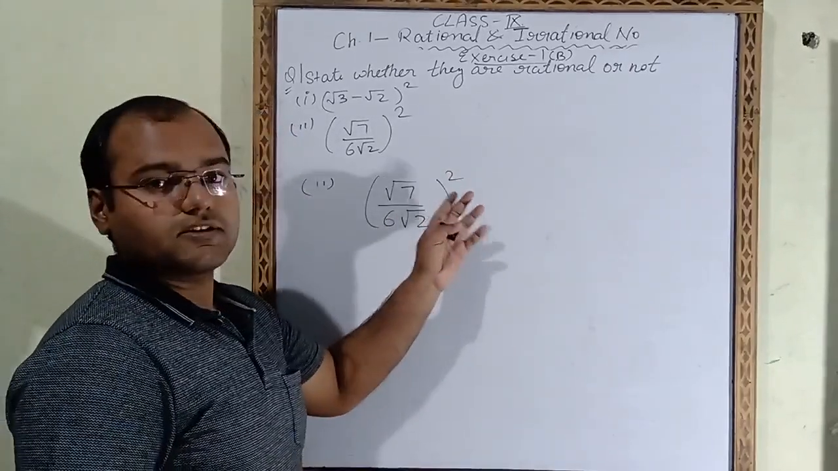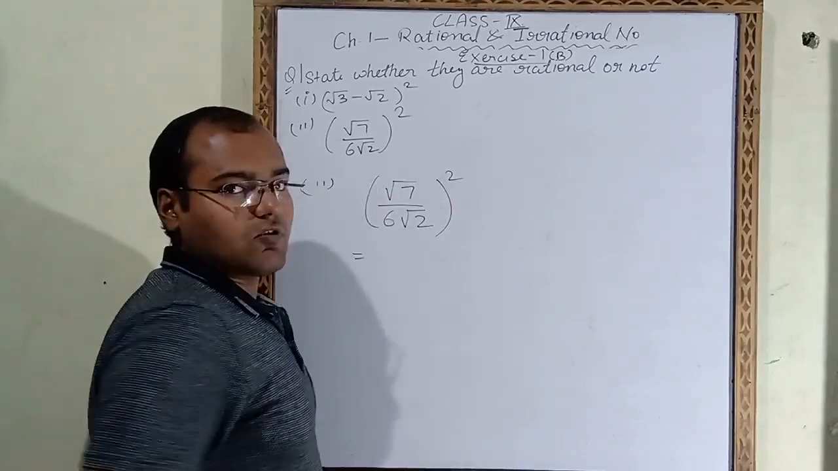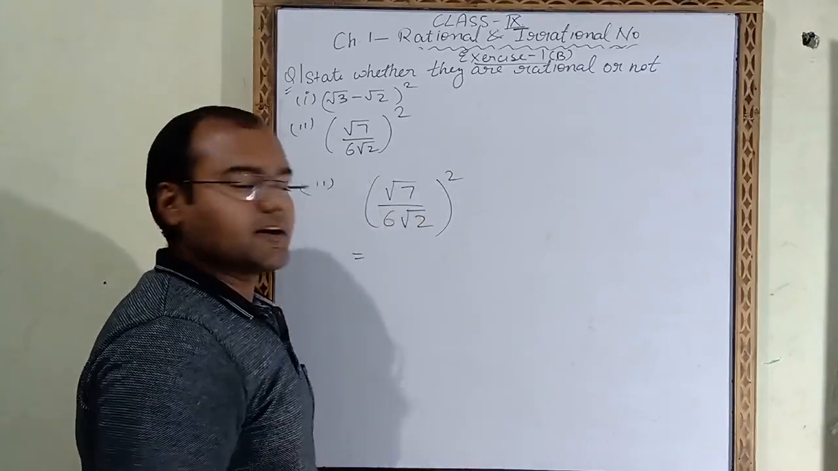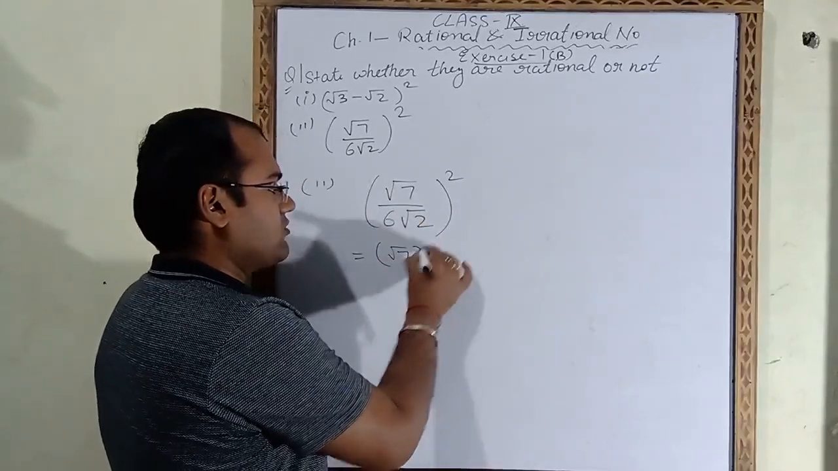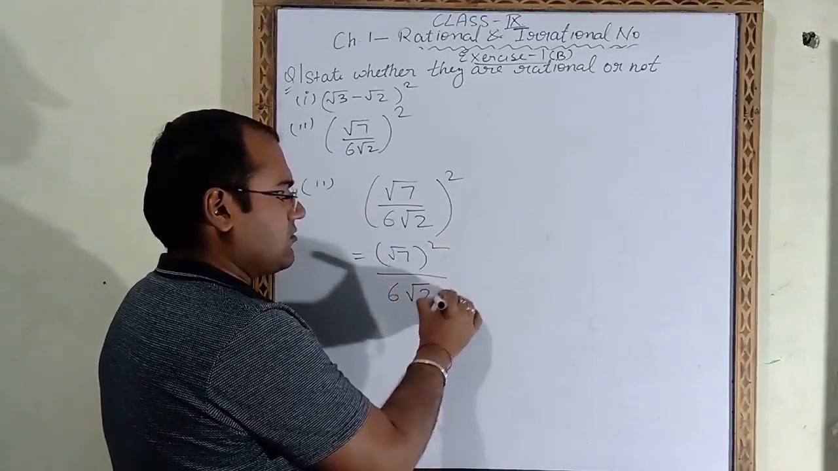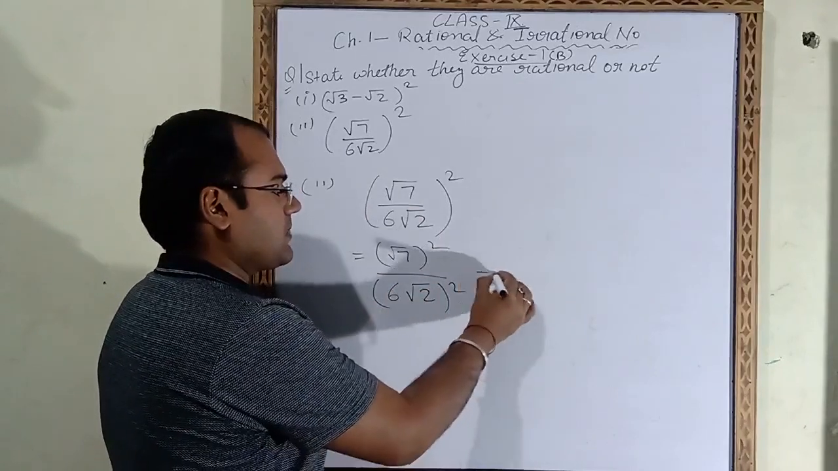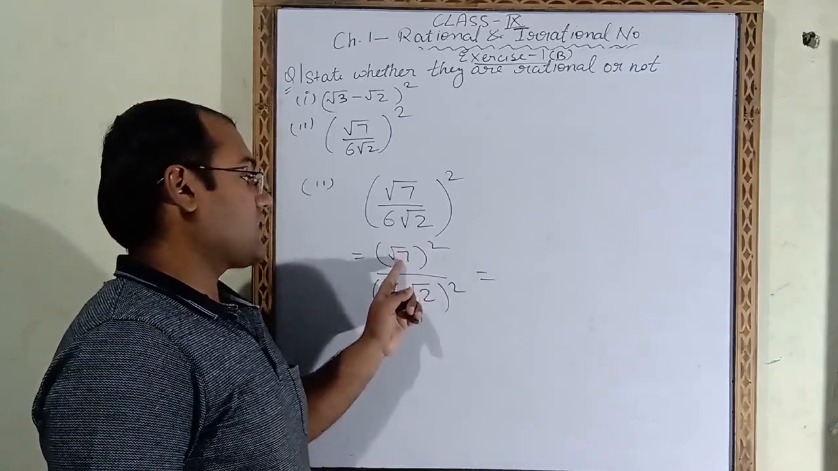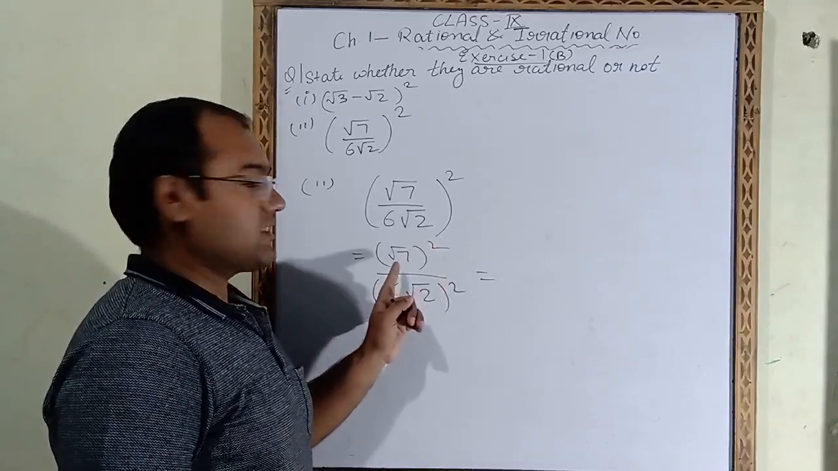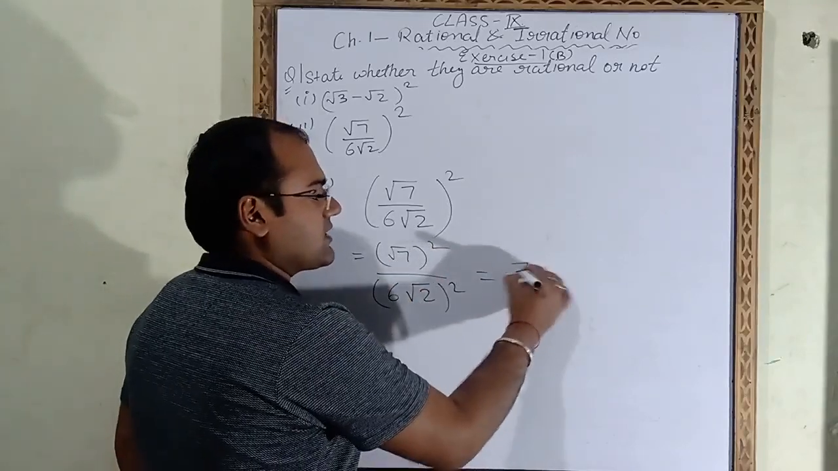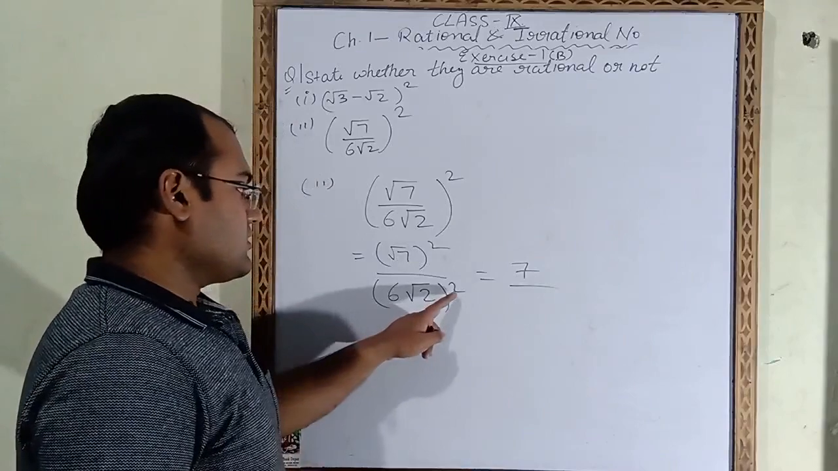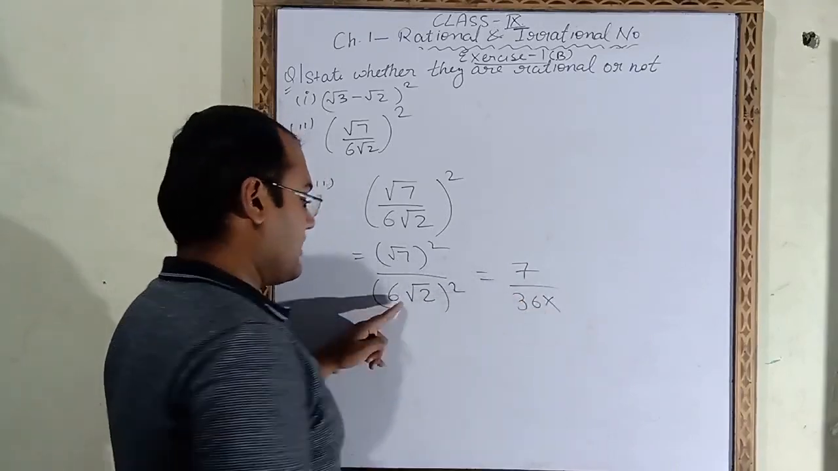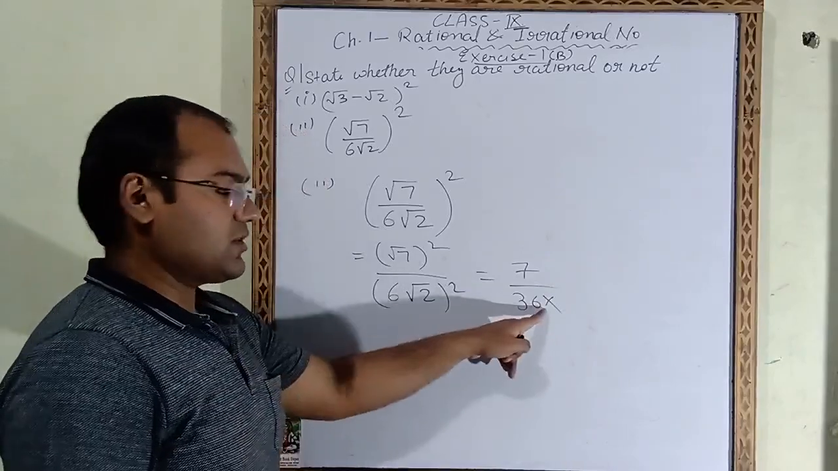First of all we will open the square. When we open the square, this square will come on both the numbers, in numerator also and in denominator also, like this: under root 7 square upon 6 under root 2 whole square. Square of root 7, when we do the square, this root will get removed. That means answer will be 7. Square is there, 6 square will be 36. Multiply. No sign is there after 6, that means we have to put multiply.